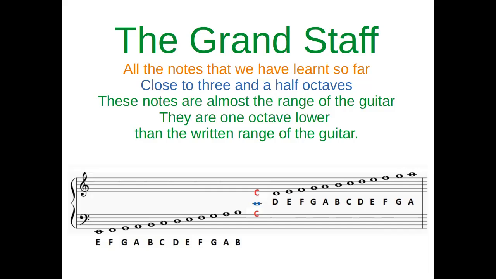All the notes that we have learned so far come to close to 3.5 octaves. These notes are almost the exact range of the guitar. They are in fact 1 octave lower than the written range of the guitar, but the guitar transposes down an octave, so these notes are in actual fact the notes of the guitar, starting with the low E. The only notes missing are the B flat and the B natural right at the top.